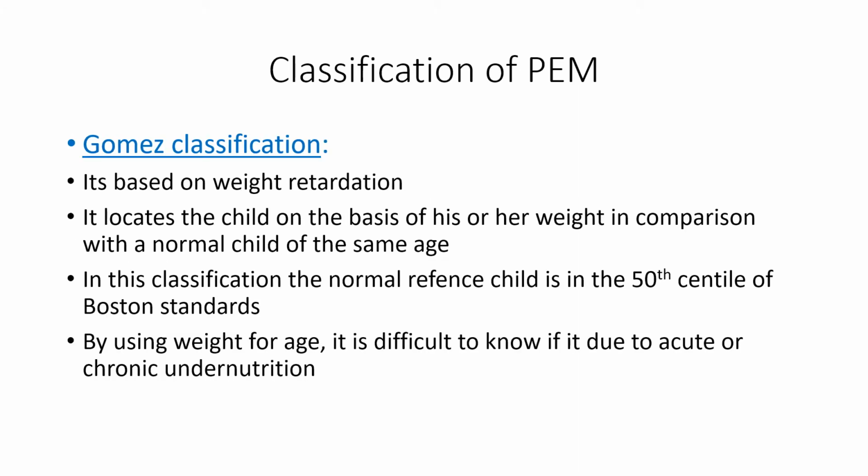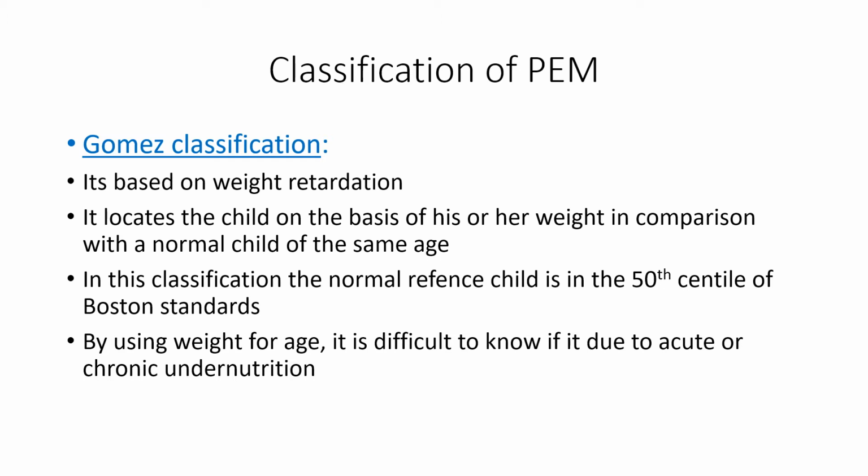The first type of classification is the Gomez classification. It's based on weight retardation, that is, a decrease in the weight gain expected for a child of a particular age. It locates the child on the basis of his or her weight in comparison with a normal child of the same age. So what is a normal child? In this classification, the normal reference child is at the 50th centile of the Boston standards, where in a particular hospital, based on the admissions of children with malnourishment, the 50th centile of the children admitted is kept as the normal reference child.